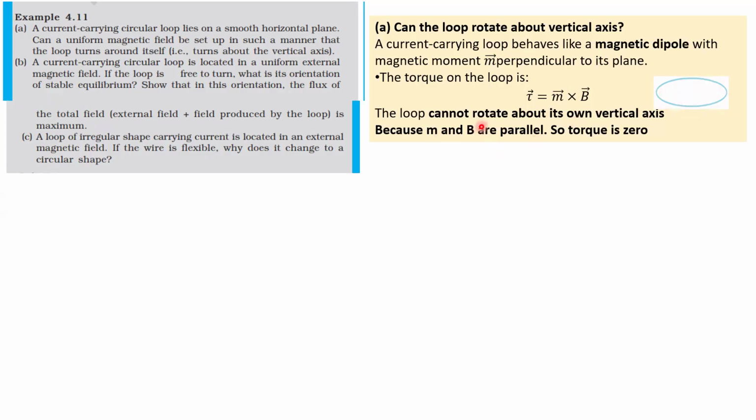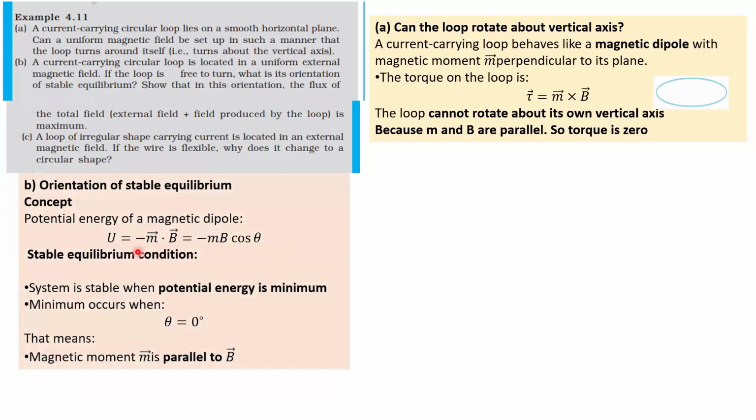This means the loop cannot rotate about its own vertical axis. If so, then what happens? Tau and M parallel, tau and M never become parallel, so it is not possible. We'll go for the second question.